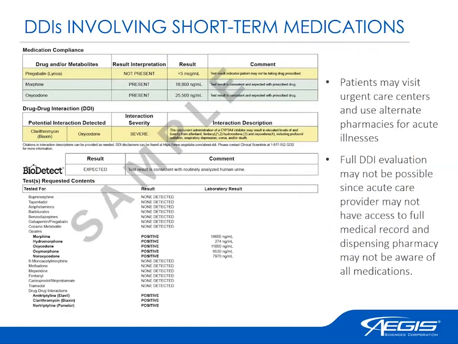Another scenario that can occur is interactions with short-term medications, such as antimicrobials that are prescribed for acute illnesses. This is an example showing clarithromycin and inhibition of oxycodone metabolism via CYP3A4. Patients may visit urgent care centers and use alternate pharmacies for acute illnesses due to convenience or because, due to the time of day, their regular provider or their regular pharmacy may not be open. These medications may not be able to be fully vetted for drug interactions since the acute care provider may not have access to the patient's full medical record, and the dispensing pharmacy may not be aware of all of the patient's medications.